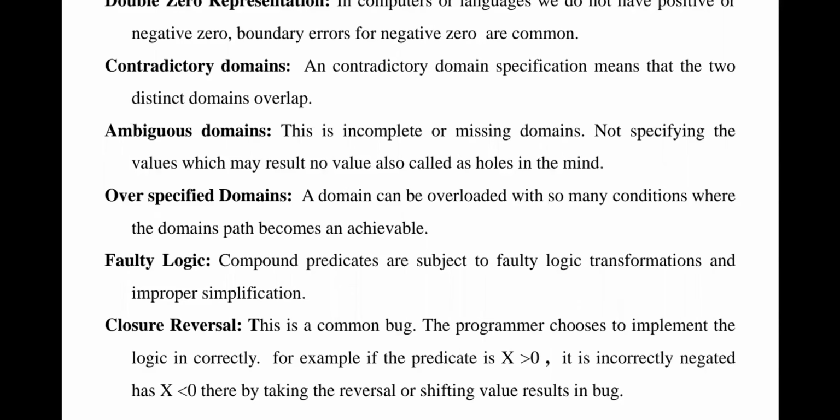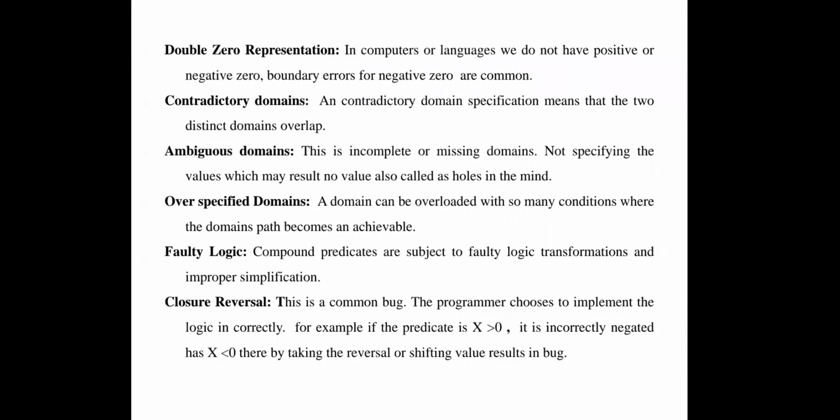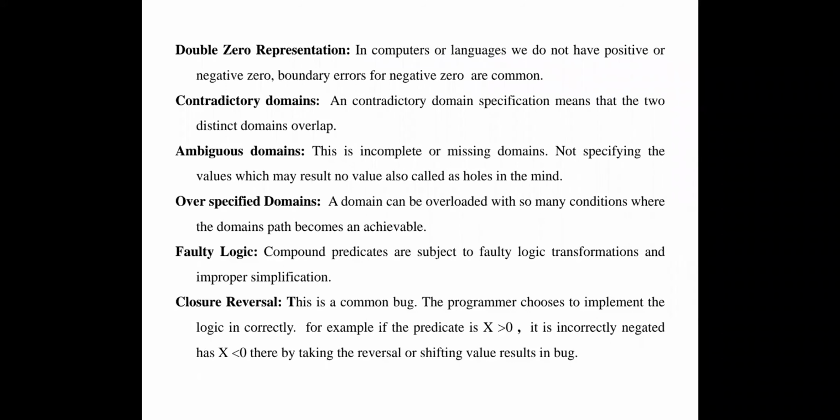So the execution path will be changed. The implementation will be changed to x less than 0 instead of x greater than 0. That is, the bug will arise when there is this improper representation of predicates. These are the different bug assumptions: double zero representation, contradictory domains, ambiguous domains, overspecified domains, faulty logic, closure reversal. These are the different bugs or errors that will be produced when you are performing domain testing.